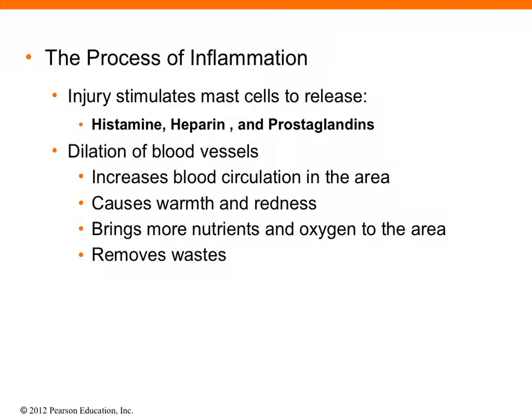Now, the process of inflammation includes a few things. Number 1, the injury stimulates the mast cells. That causes the release of histamine, heparin, and prostaglandins. Then there's a dilation of the blood vessels. That's for the purpose of increasing the circulation to the area. It does cause warmth and redness, but it also brings more nutrients, oxygen to the area, and removes waste.